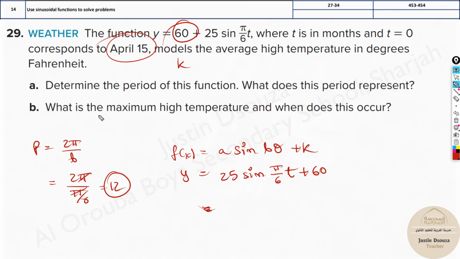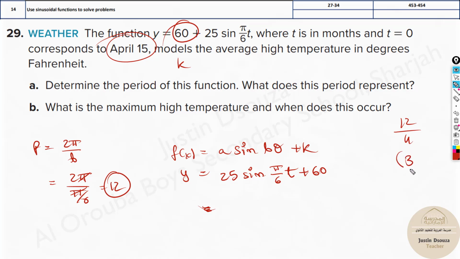So now let's do the second part. What is the maximum high temperature and when does this occur? Now there are different methods to do it by finding the maximum value over here, adding it up. But I feel the best and the easy method is just doing it in the table. Because we know the period, we can find the x and y values. Now, always see the period, 12 divided by 4.